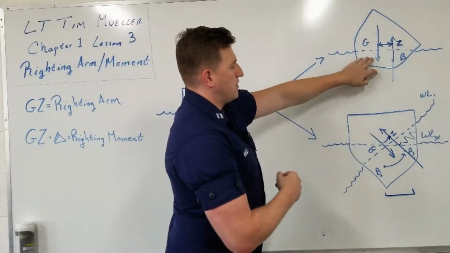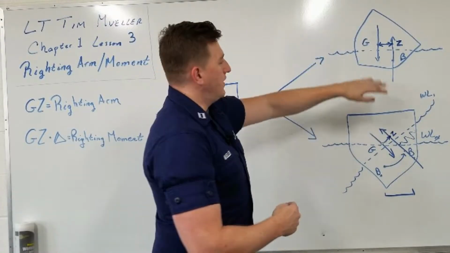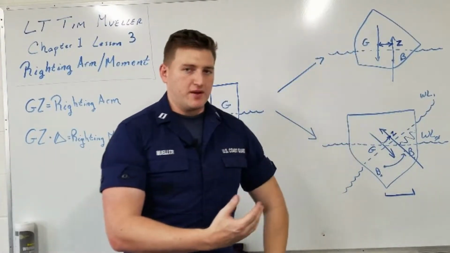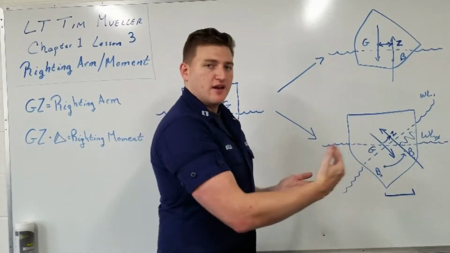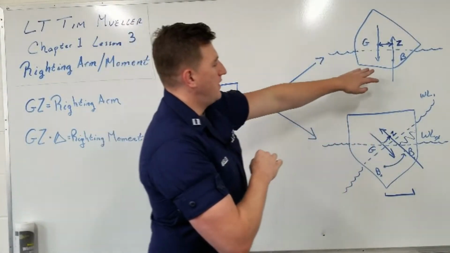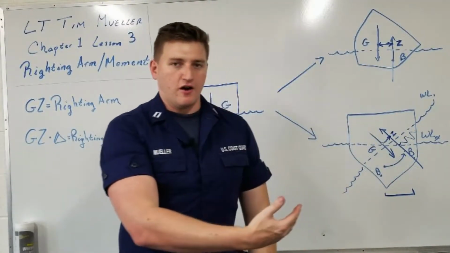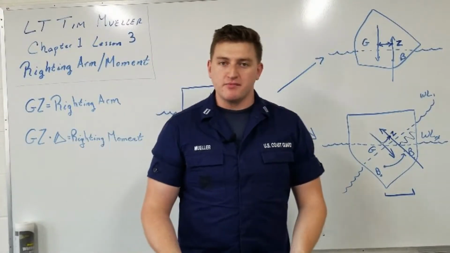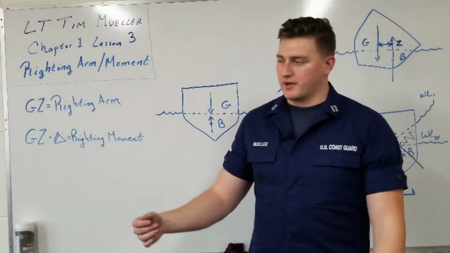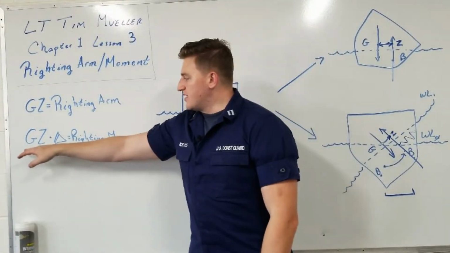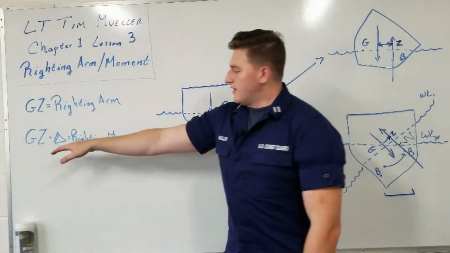Okay, so we know that gravity, no matter what its magnitude is, its moment is always going to be zero because it's acting directly through the center of gravity. So there's no distance from that point. Buoyancy, however, has a distance, which is the righting arm, and it has a magnitude. That's the displacement, which is going to give us the righting moment, the moment couple, which is going to be GZ times delta, or the righting arm times the displacement.